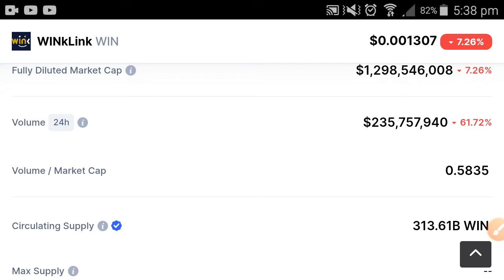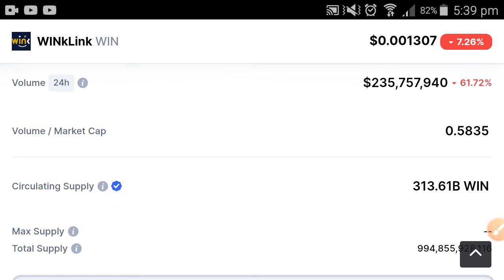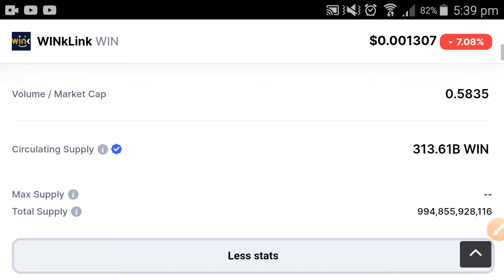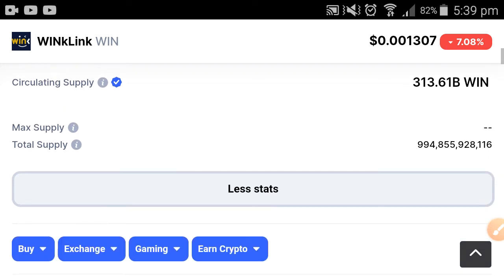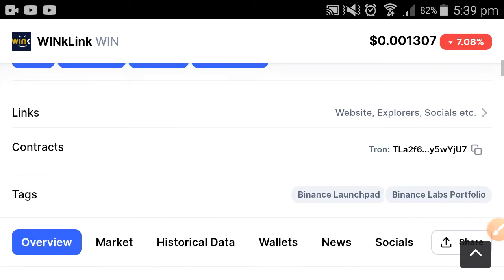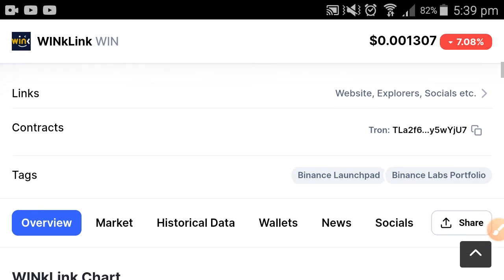So this time, if you can see here, the volume to market cap is 0.5835, and the circulating supply is 313.61 billion. So my friend, I think the circulation has also fallen. This is absolutely a very bad change in Winklink over the last 24 hours, my friend.